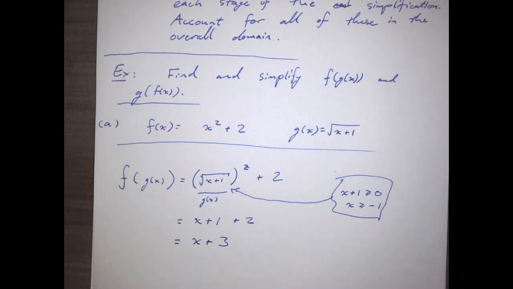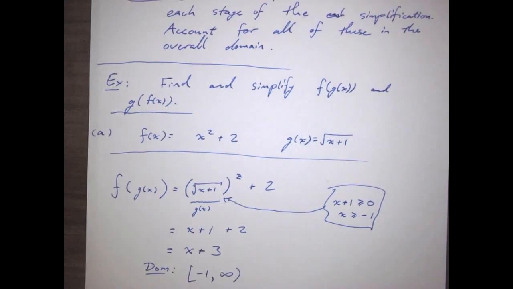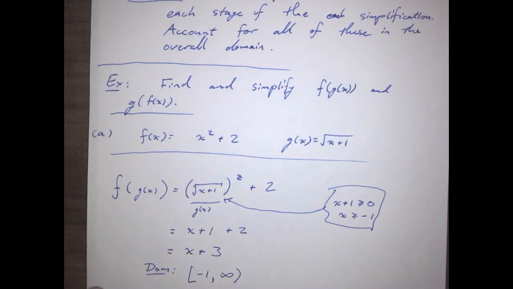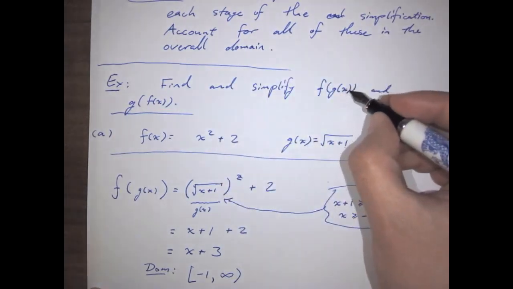And it doesn't say we have to worry about the domain, but we know that x has to be greater than or equal to negative 1. So that means it's going to be negative 1 to infinity, including the negative 1, but not the infinity. So that's the first side of this task, finding and simplifying f of g of x.